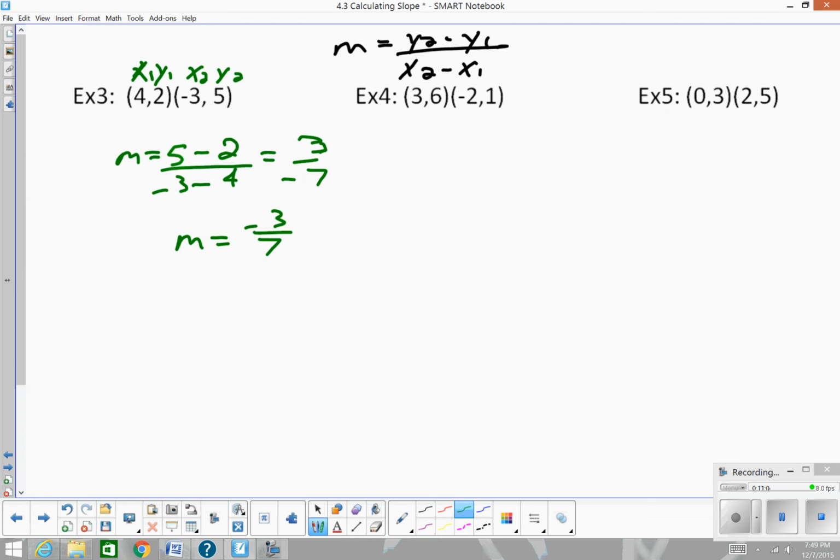Now that negative could float. You could write that as negative 3 over 7. You could write it with the negative on the 3. You could write it as 3 over 7 with a negative right in the middle. They all mean the same. Okay, good.